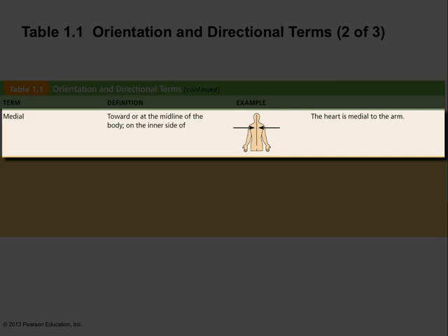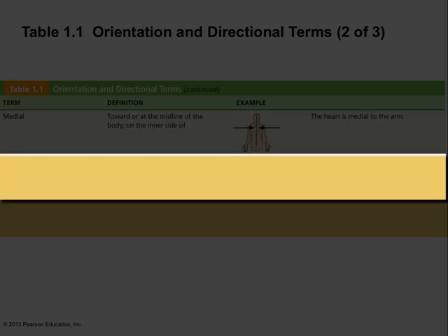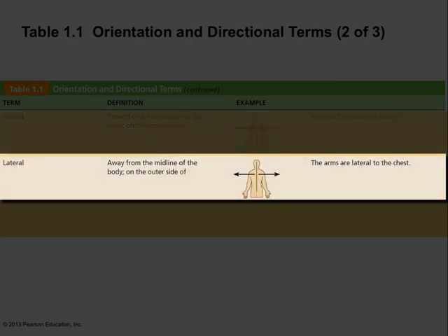Your nipple is medial to your shoulder. The next example here is lateral. It means away from the midline, or away from another body part moving toward the midline. Your arms are lateral to your chest. Your nipple would be lateral to your sternum.